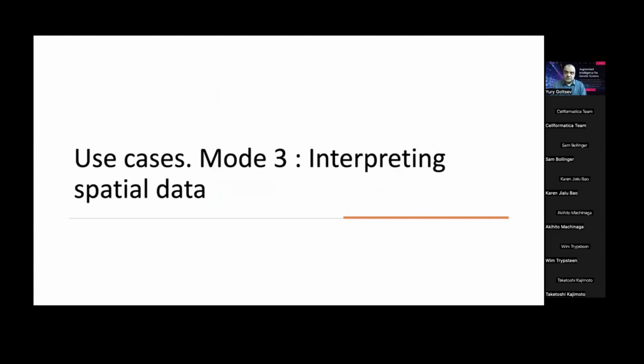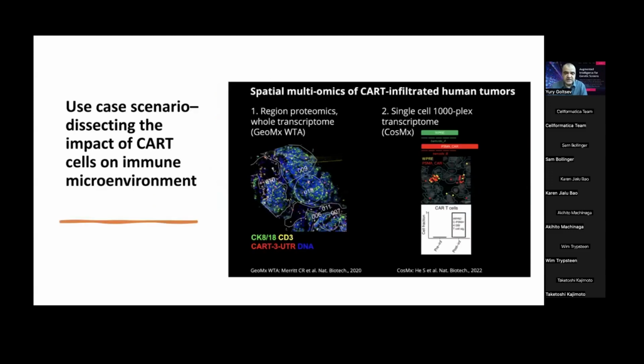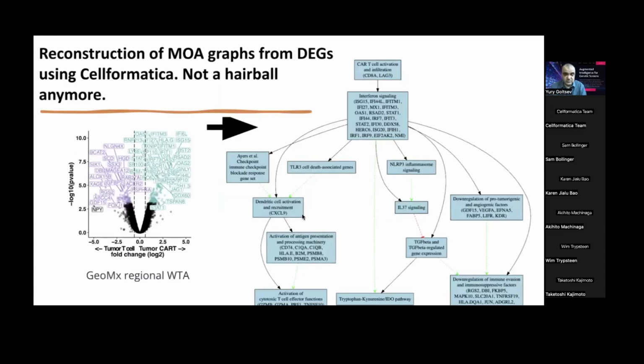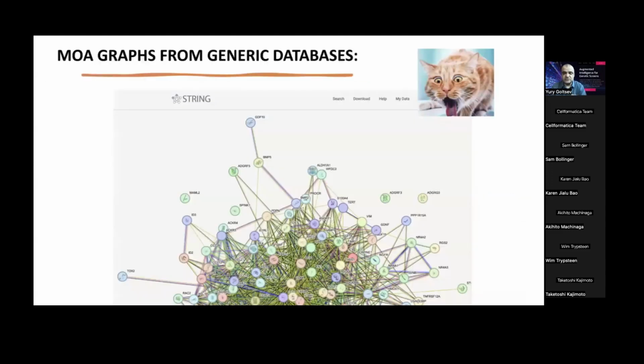The way we use it additionally is interpreting spatial data. For example, we used it to compare the microenvironments invaded by T cells, CAR T cells versus regular T cells, trying to understand what the differences are. And this network is actually built by Cellformatica. It is able to build causal regulatory networks linking genes to effects they cause, and in turn to the other genes that are caused by these effects, et cetera. So these networks are much more readable than the ones that you get from SpringDB.